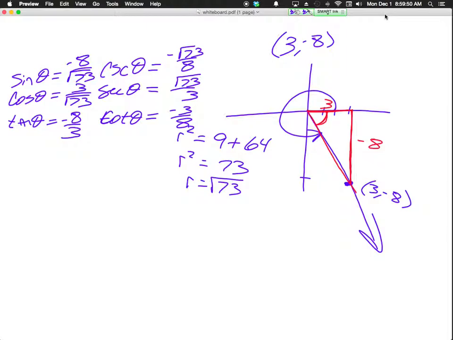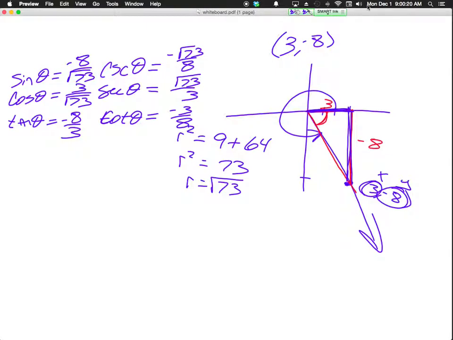Now I want you to notice something. What side is that right there? That's the adjacent, which ends up being 3. What spot is that in the ordered pair? That is in the X spot. Okay, what side is this one? The opposite. What spot is that in? That is in the Y. I want you to notice that and then keep that in mind when we get to the next problem.